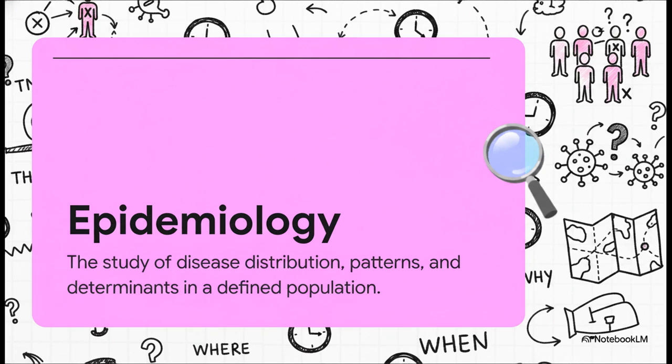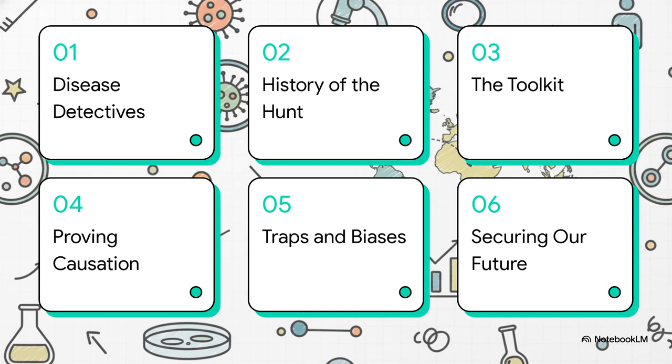Derived from the ancient Greek words epi meaning upon, demos meaning people, and logos for study, this field is quite literally the study of what is upon the people. It's the absolute cornerstone of public health, figuring out exactly who gets sick, when and where it happens, and most importantly, why. Here's our briefing for today's investigation.